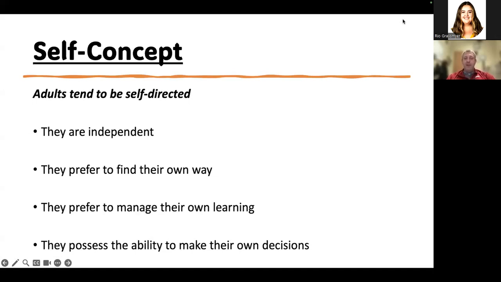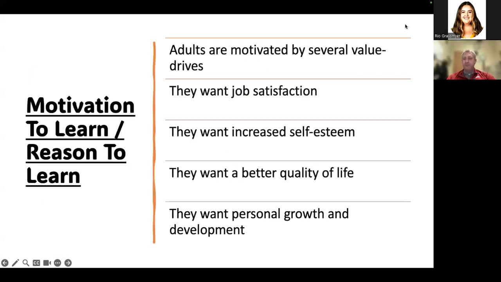They possess the ability to make their own decisions as well. I submit to you, listen to them and what their decisions are. They may have a reason. Remember, our views are different. That's the equitable and diversified classroom we're speaking of, and being culturally responsive for these folks.